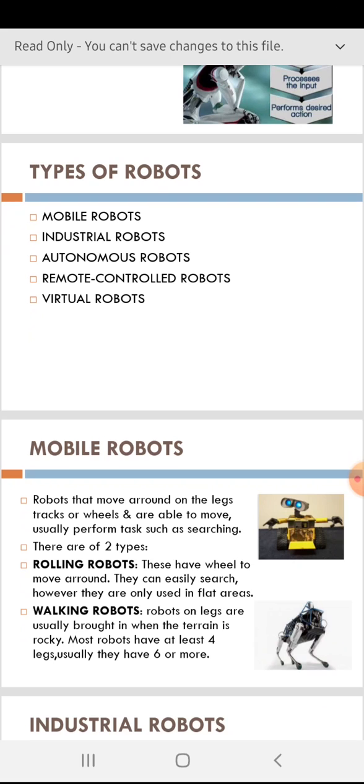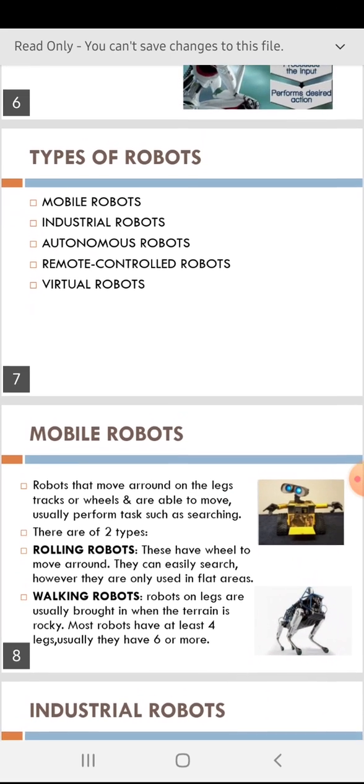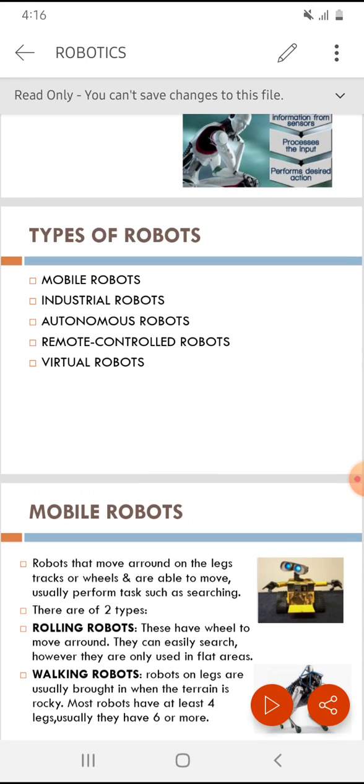Now let's see what walking robots are. Robots on legs are usually built for rocky terrain. Most of these robots have at least 4 legs and usually have 6 or more.